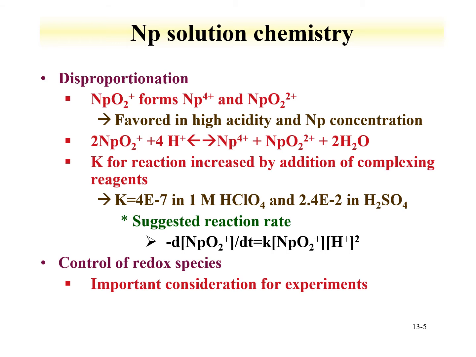In solution, neptunium can undergo disproportionation. For example, neptunium-5 can form neptunium-4 and neptunium-6 in solution. The equation here shows the reaction that occurs, where neptunium-5 with acid can go to neptunium-4 and neptunium-6. So this disproportionation is favored in high acidity and high neptunium concentrations. If you wanted to limit disproportionation in a solution, you would limit both the neptunium concentration of the pentavalent oxidation state and the acidity.